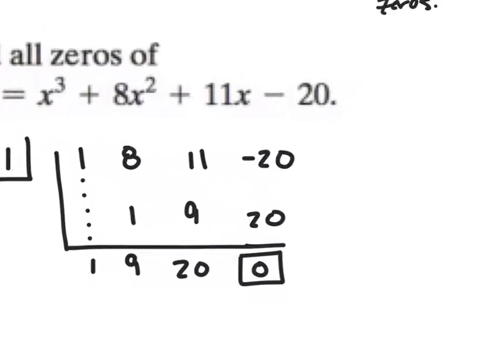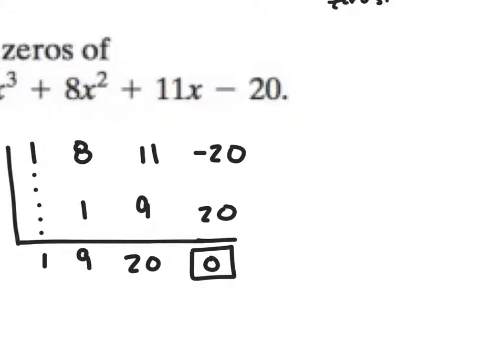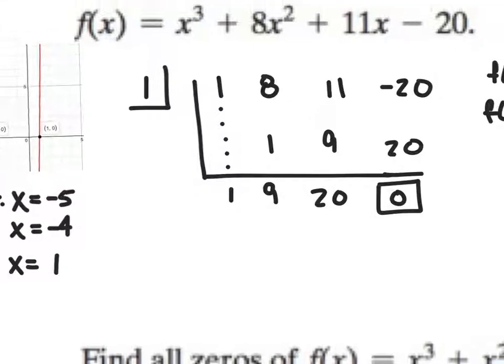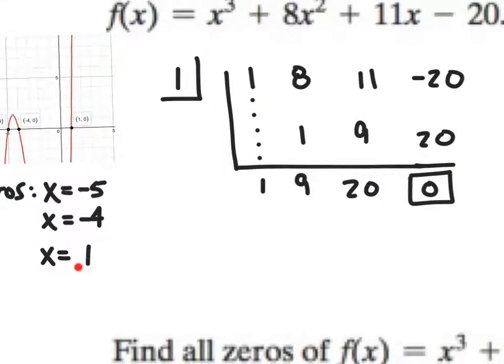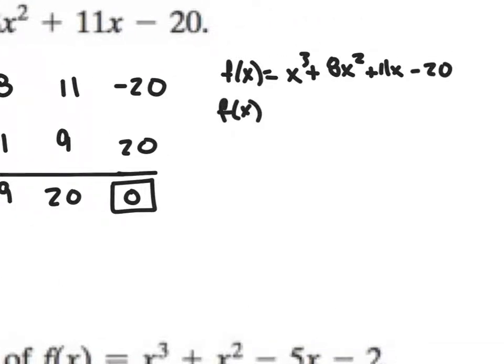So what I have done is this. I have taken this function, f of x is equal to x cubed plus 8x squared plus 11x minus 20, and I have factored it. If x equals 1 is my zero, my factor is going to be x minus 1. So it's just the opposite of what we got. So I've factored out an x minus 1, and here's what we're left with.